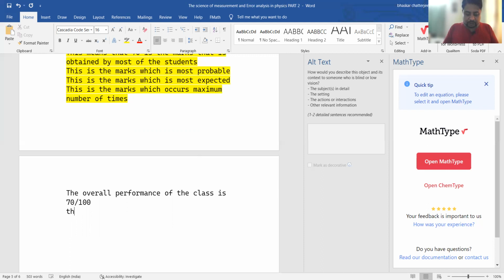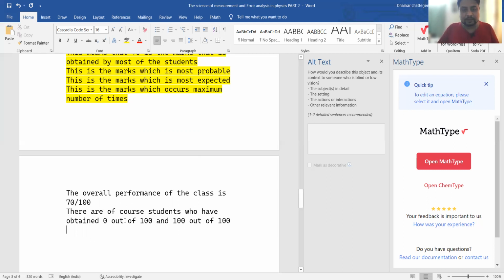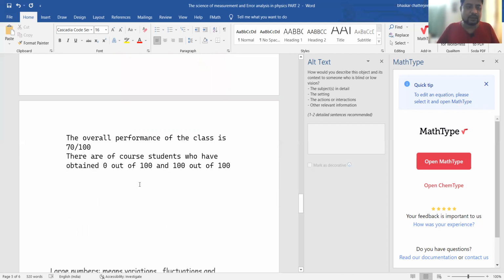There are, of course, students who have obtained 0 out of 100 and 100 out of 100. They are also there. But the overall thing is that the students have scored, their performance is 70%.